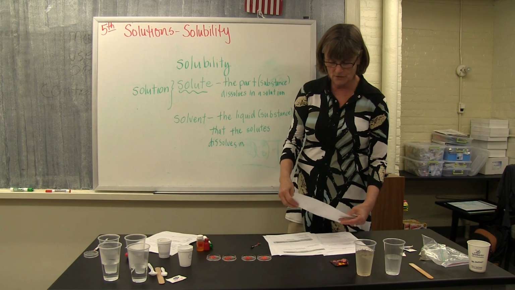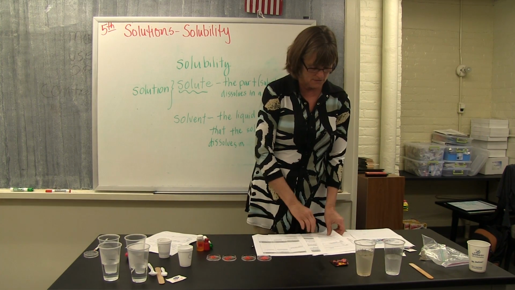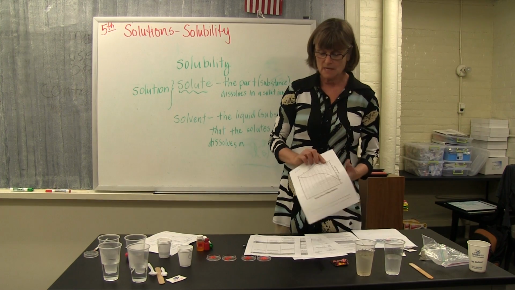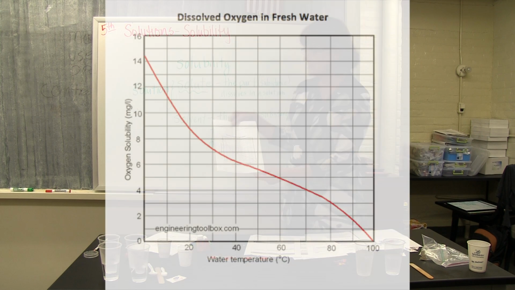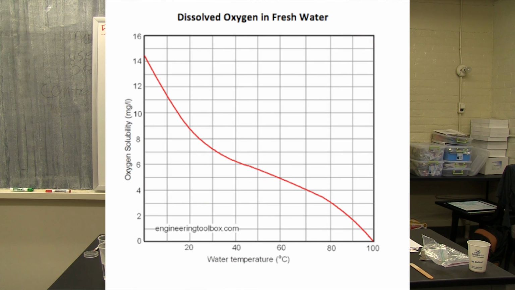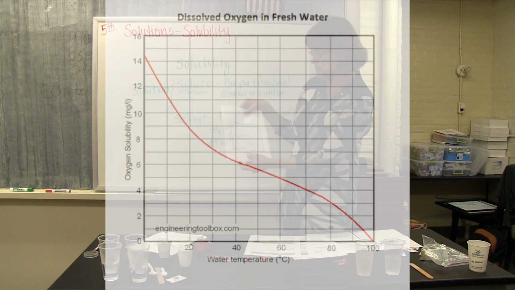And if you'll look at the graph with me, students, that shows the dissolved oxygen in fresh water, you can see on the side of the graph, it shows the oxygen solubility, and that abbreviation is milligrams for every liter. At the bottom of the graph, it shows the water temperature.